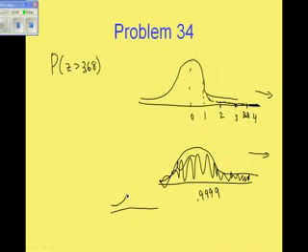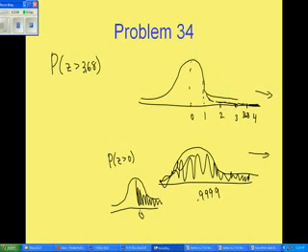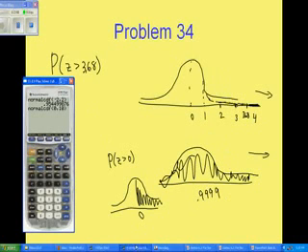Suppose that I were to compute the area greater than 0. In other words, let's find the probability that a z-score is greater than 0. Well, you can tell from the picture by symmetry that that's going to be exactly half of the area. But I want to show you how to do that on the calculator.